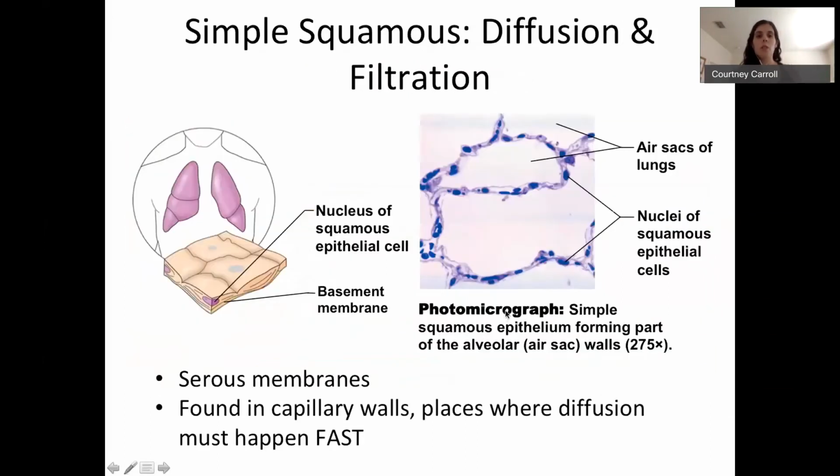So starting at the most simple here, our simple squamous cells, so one layer of thin, flat cells. And you want to think about how the shape of those cells allows them to do their job. Because it's one thin layer of thin cells, things can move through those cells quickly. And so we see this tissue in places where we need diffusion and filtration to happen fast, like in our lungs, for example, in the alveoli of our lungs. These are serous membranes. They're found in capillary walls as well, so places where you need that diffusion to move quickly.